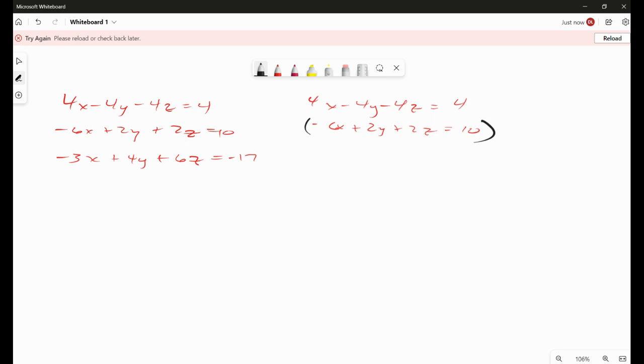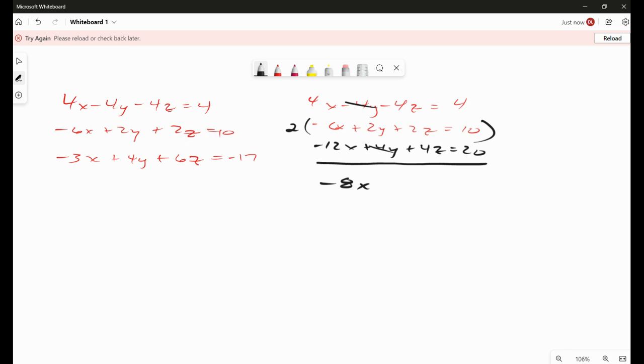So then I'm going to cancel out the y's. I'm going to multiply this by 2. So this is going to become negative 12x plus 4y plus 4z equals 20. So then these cancel, and I get a new equation. If I just add 4x and negative 12x, I get negative 8x.